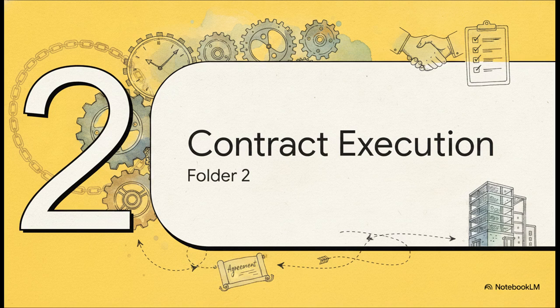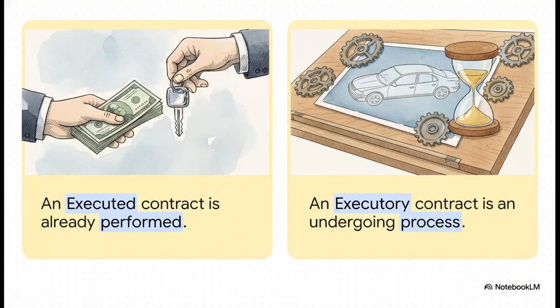Moving right along, let's open our second folder, contract execution. The law also calls this performance. It basically asks, where exactly are we in the actual process of fulfilling this agreement? Let's compare an executed contract directly against an executory contract. An executed contract means the promise is already performed. The whole process is completely done, like paying cash at a showroom and immediately driving away with a new car.